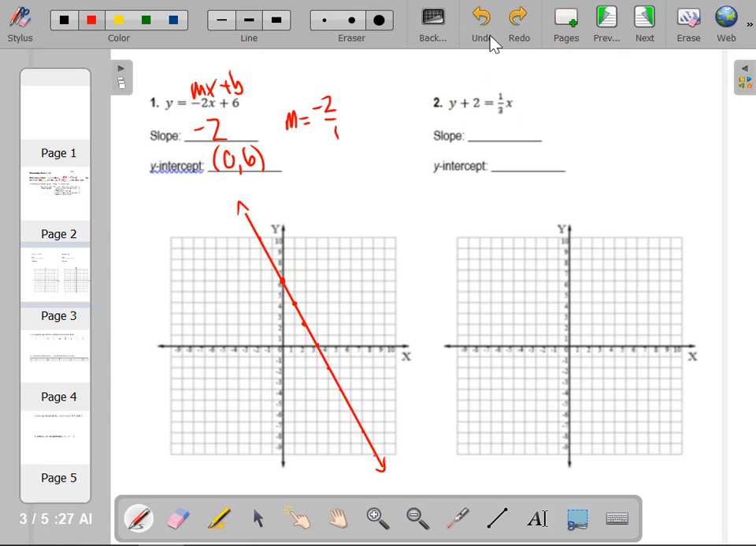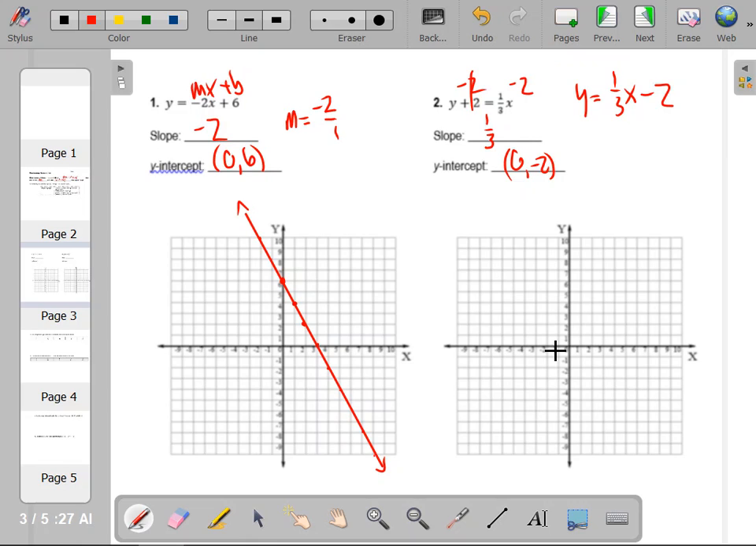This one is not set up as slope-intercept form. It's not y equals. So we need to get y by itself. That means we need to subtract 2 on both sides. And now I have 1/3 x minus 2. So the slope is right here, 1/3. And the y-intercept is -2. So I'm going to write that as 0, -2. Again, that's an ordered pair.